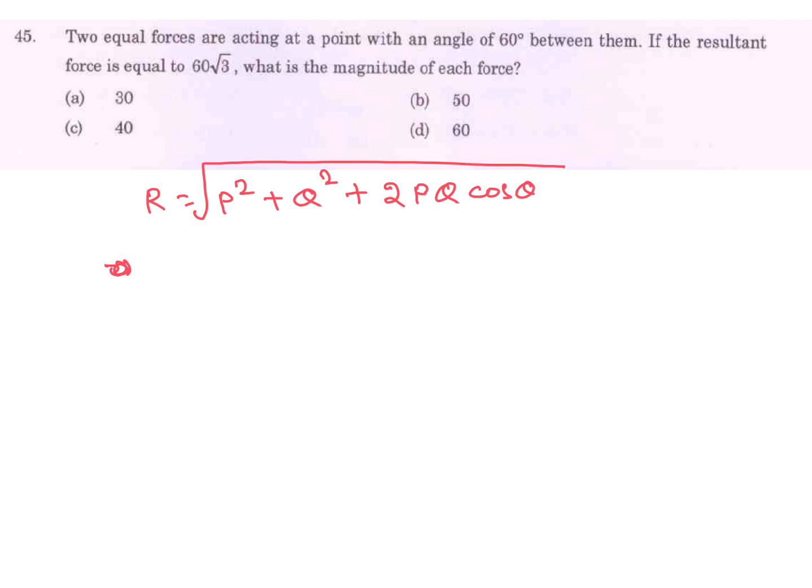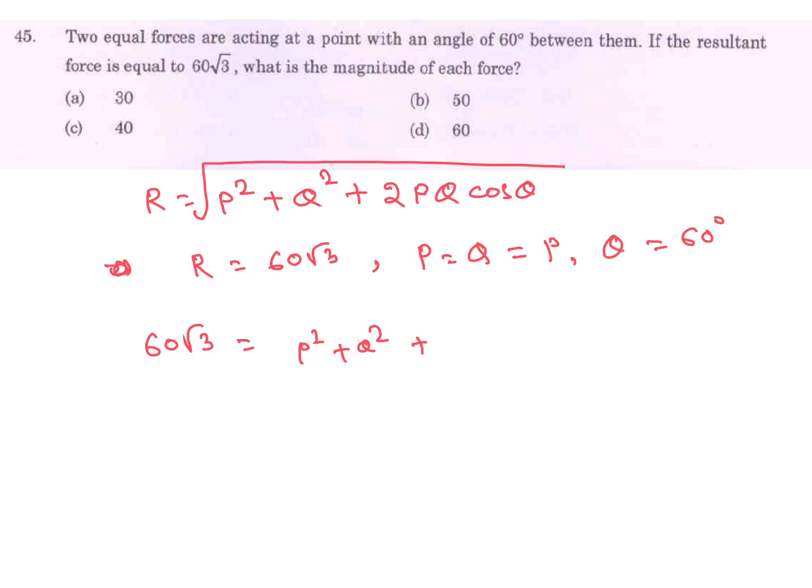So here resultant is given 60 root 3, and two equal forces P equal to Q. Let it be P. Angle theta given 60 degree. Magnitude of each force we have to calculate. So 60 root 3 equal to root over P square plus Q square plus 2PQ into cos 60.